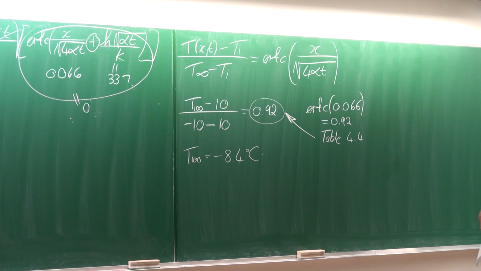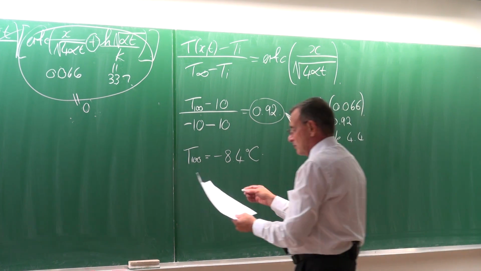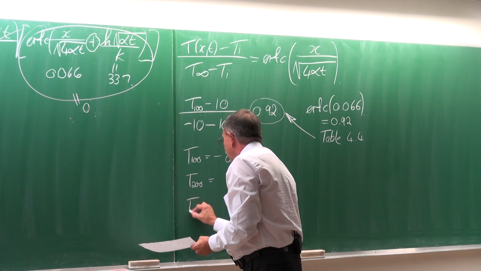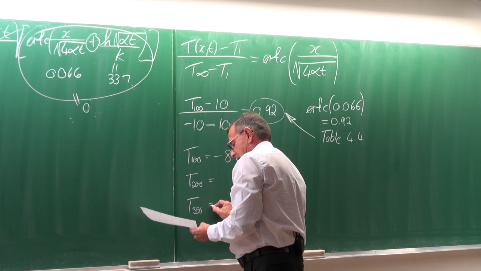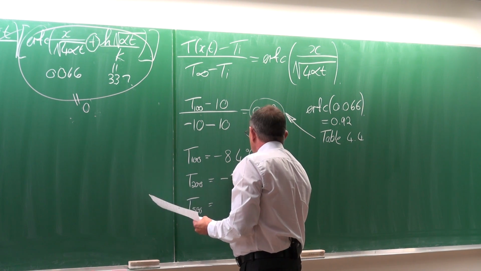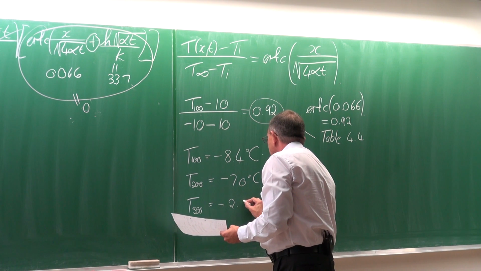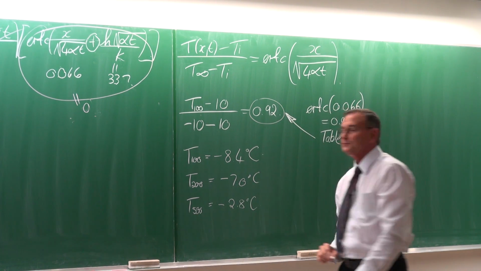Okay. Now you can go and also do the calculations for 200 millimeters and for 500 millimeters. And I've calculated minus 0 degrees Celsius and minus 2.8 degrees Celsius.